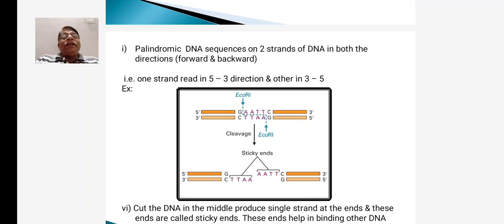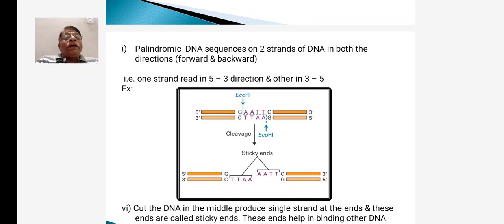How the restriction enzyme functions: the enzyme cuts the DNA at a particular point. For example, EcoRI. First, see the diagram. It cuts the palindromic DNA between G and A. Observe carefully. The enzyme cuts the palindromic DNA sequence between G and A in both the strands.